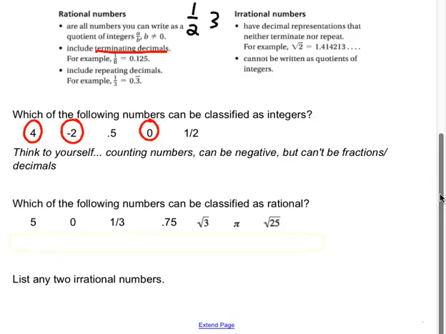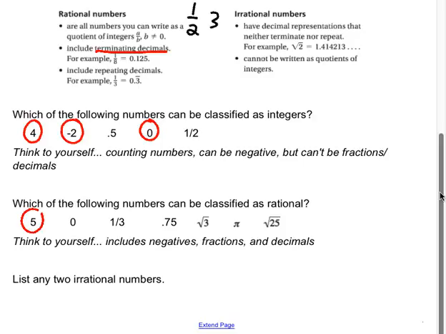Rational numbers. So rational numbers, again, we're talking about things that are negative, fractions, and certain decimals, right? Terminating decimals or repeating decimals. So 5 would count as rational, right? It can be written as a fraction of 2 integers. 0 would count. Even 1/3 would count. In fact, it's the very definition of a fraction of 2 integers. Here is a terminating decimal, so that would count.